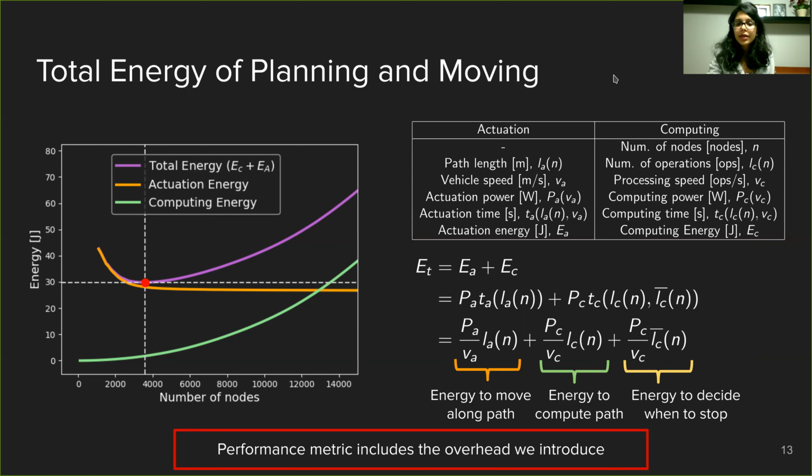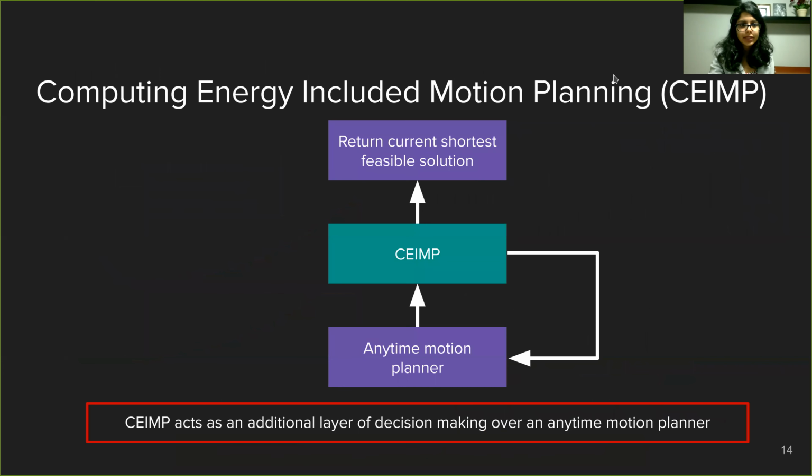Just note though that since we're having computing energy as part of the performance metric, any computing energy we spend as overhead to decide which number of nodes to stop at is also part of your performance metric. So it becomes a very interesting problem where your overhead is directly part of the performance metric you use to evaluate your algorithm. We propose computing energy included motion planning, or CEIMP.